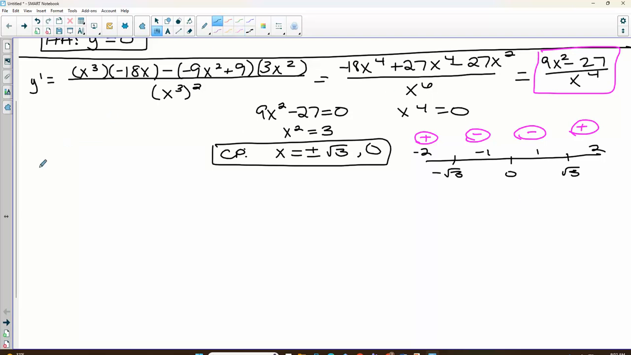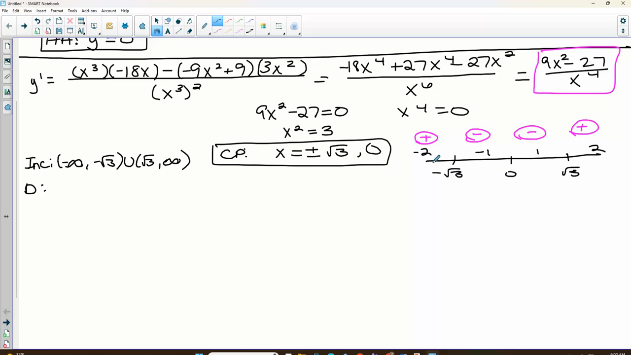So that tells me my graph is increasing from negative infinity to negative radical 3 and radical 3 to infinity. Decreasing. Can I just say from negative radical 3 to positive radical 3? You're shaking your head, Bryson. Why did you say no? Because it's asymptote. Okay. You can, unless this point is your vertical asymptote.